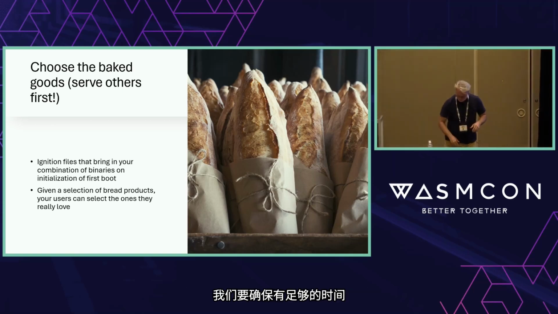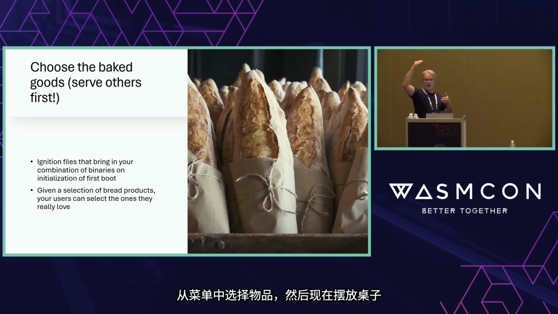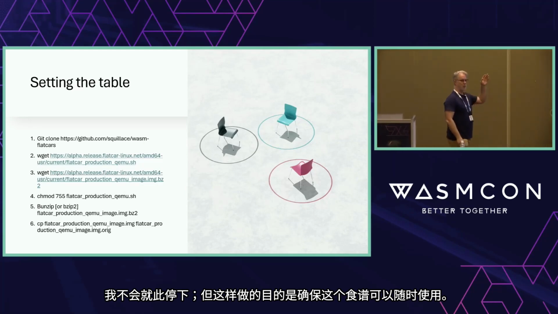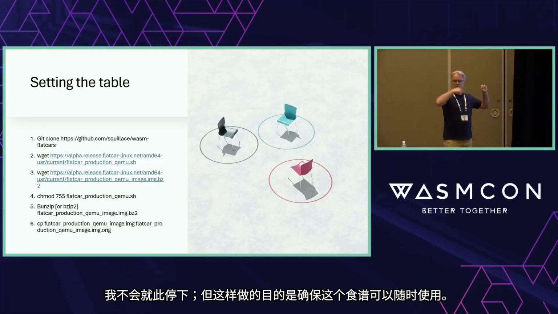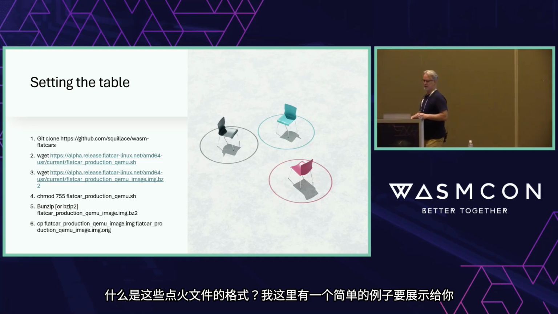Let's make sure we got plenty of time. We do. And that's the thing that is the list of items you're going to choose from your menu and set the table. Now, these are the details for setting the table. I'm not going to rest on this, but this will be available, so this recipe will be there. This recipe is also available upstream in the Flatcar recipe repository.